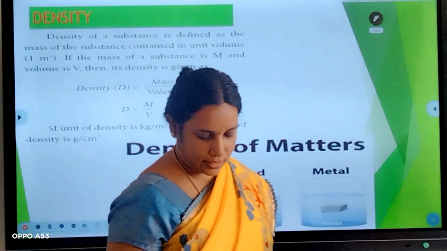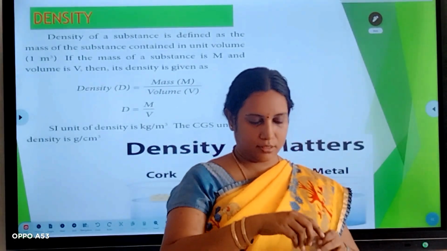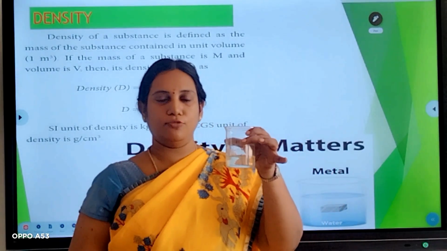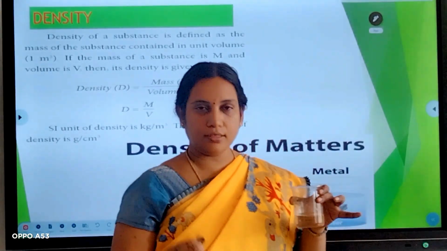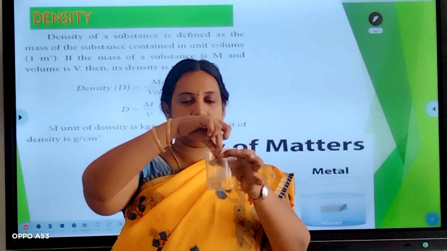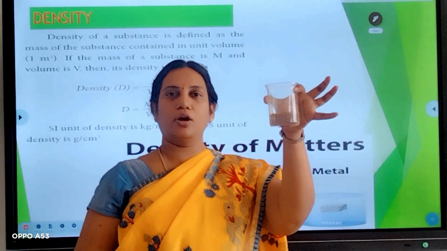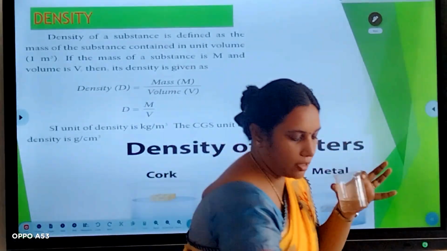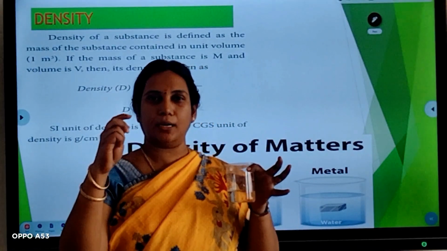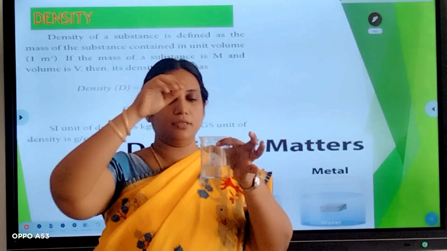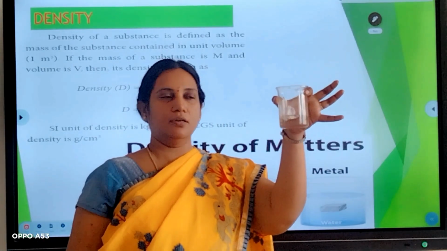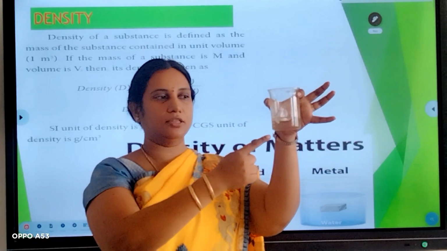Again I am showing an illustration children. Now I am taking a beaker of water and this is a coin I am having. I am just placing the coin here. See, the coin sits inside the water. Now I am taking a piece of paper and I am crumpling it and I am dropping it in the water. What happens to the paper? It's floating. You can see it's floating and the coin sinks.